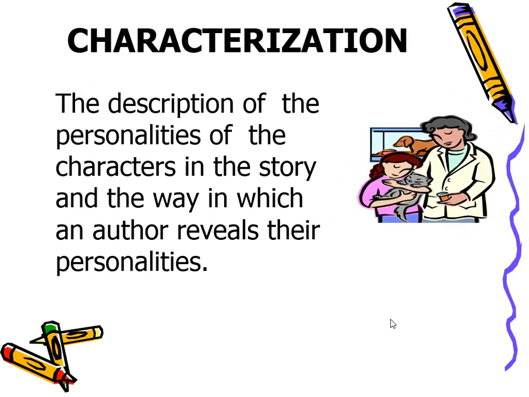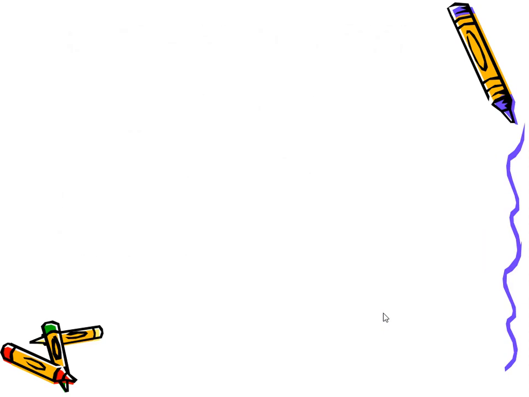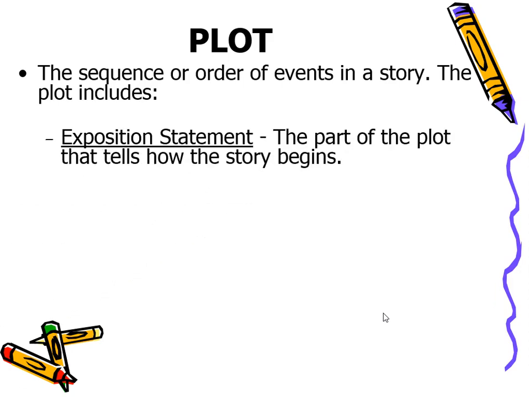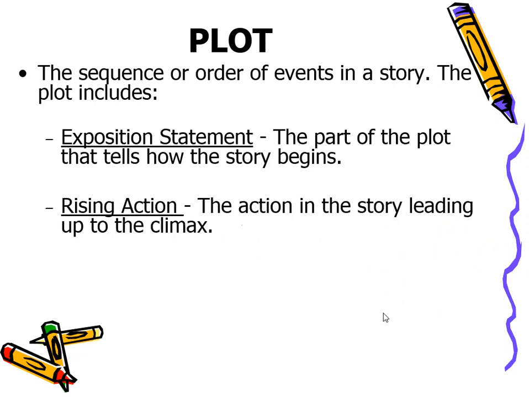Characterization, the description of the personalities of the characters in the story and the way in which an author reveals their personalities. So you can learn about each character separately during the story. The plot, the sequence or order of events in a story. That plot includes, for example, the exposition statement, the part of the plot that tells how the story begins.